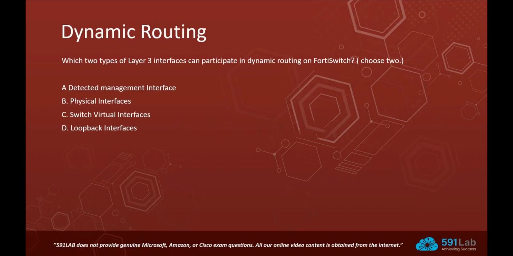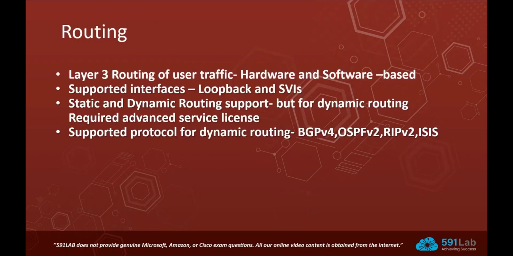Next question. Which two types of layer 3 interfaces can participate in dynamic routing on FortiSwitch? By default, FortiSwitch focuses on Ethernet switching. But you have the flexibility to configure it for routing purposes, enhancing its capabilities. It is important to note that FortiSwitch can handle user traffic routing using static and dynamic routing methods. However, keep in mind that dynamic routing requires an advanced service license.